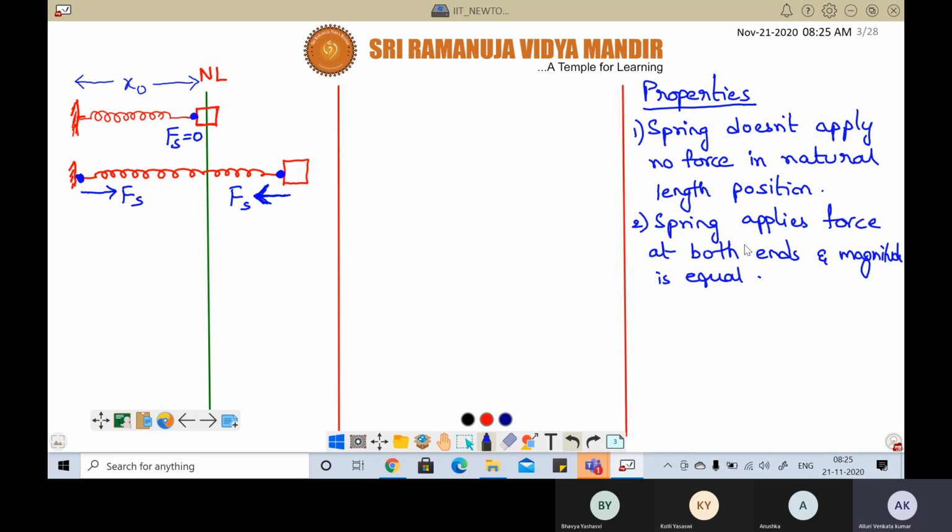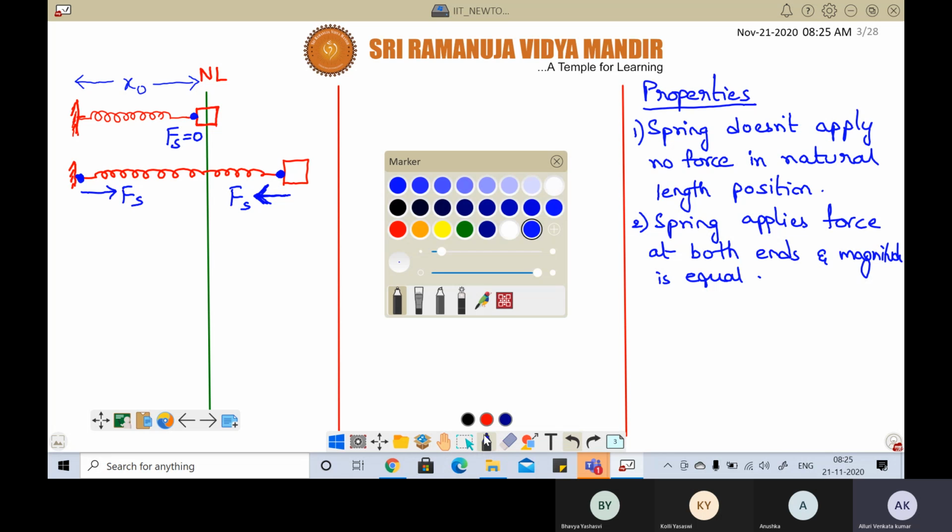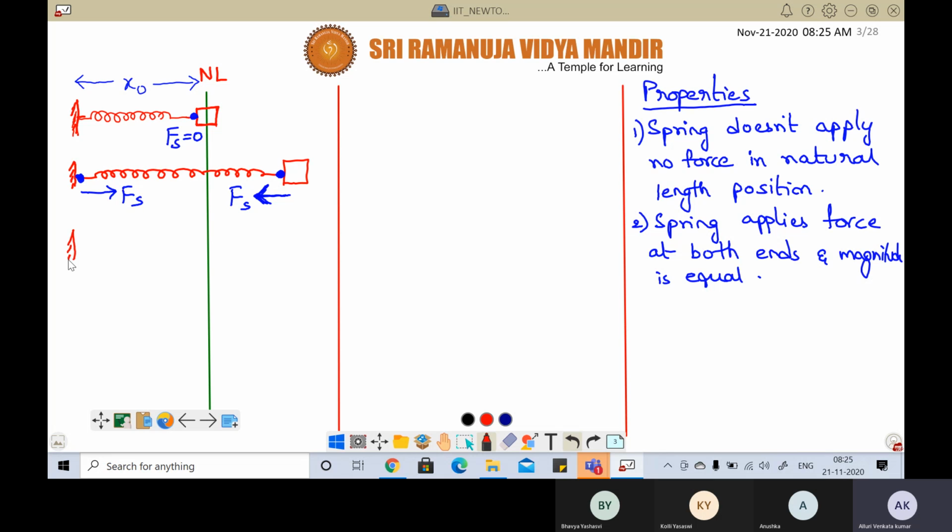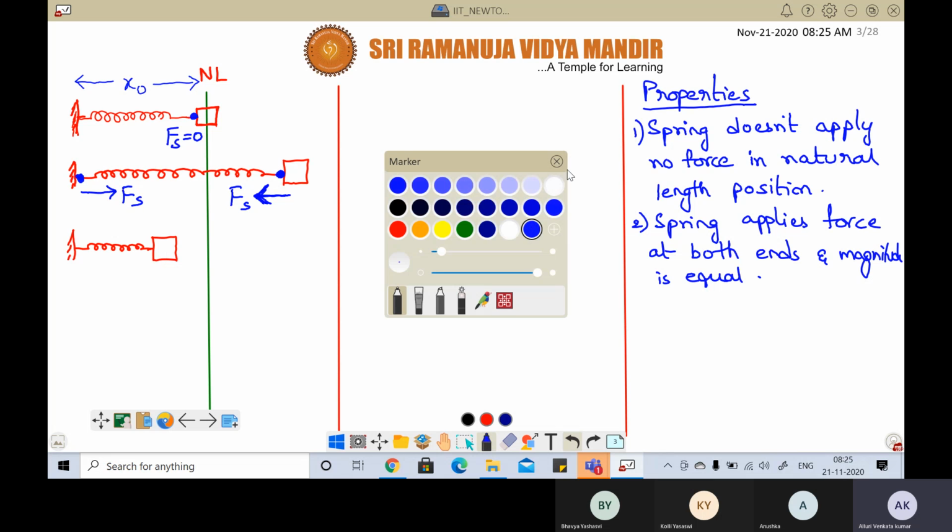So second point you have understood: spring applies force at both ends and magnitude is equal, but opposite in direction. And it is even true in this case also. For example, let us say I compress the spring like this. Now I push the spring left side. If I leave it here, what will happen?